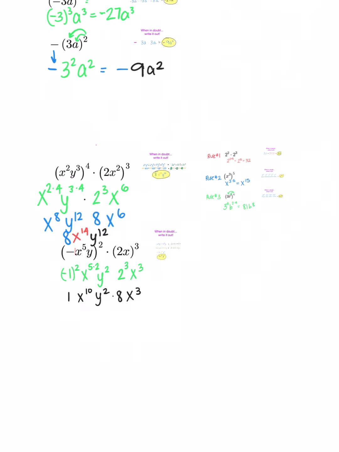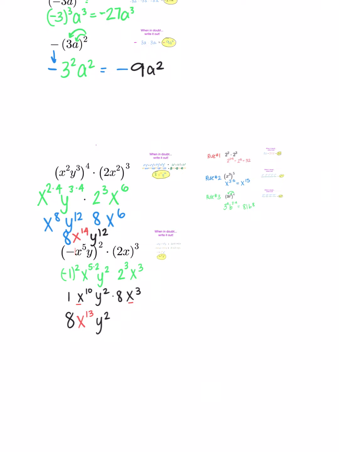Now we are ready to use rule number 1, which says if I have 2 bases that are the same and they're being multiplied together, I can add their exponents. So this would give me x to the 10 plus 3, or x to the 13th, and then I would still have my y squared, and my 1 times 8 would just give me 8. I always write that coefficient in the front.